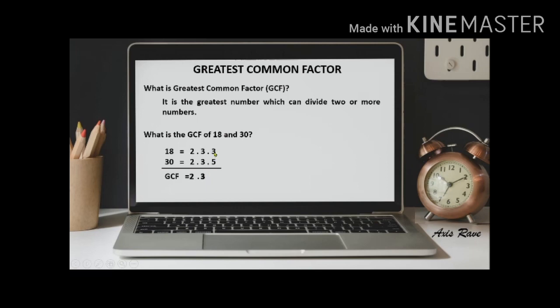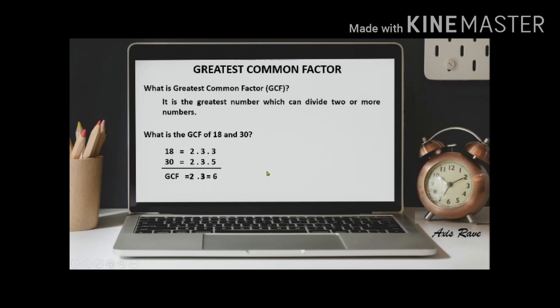Now, there is still a 3 left here, but there is no other 3 which is a factor of 30. At the same time, 5 is a factor of 30, but 5 is not a factor of 18. So we cannot bring 3 and 5 down, only these two numbers, 2 and 3. And the product of those two common factors is 6. So our GCF is 6.